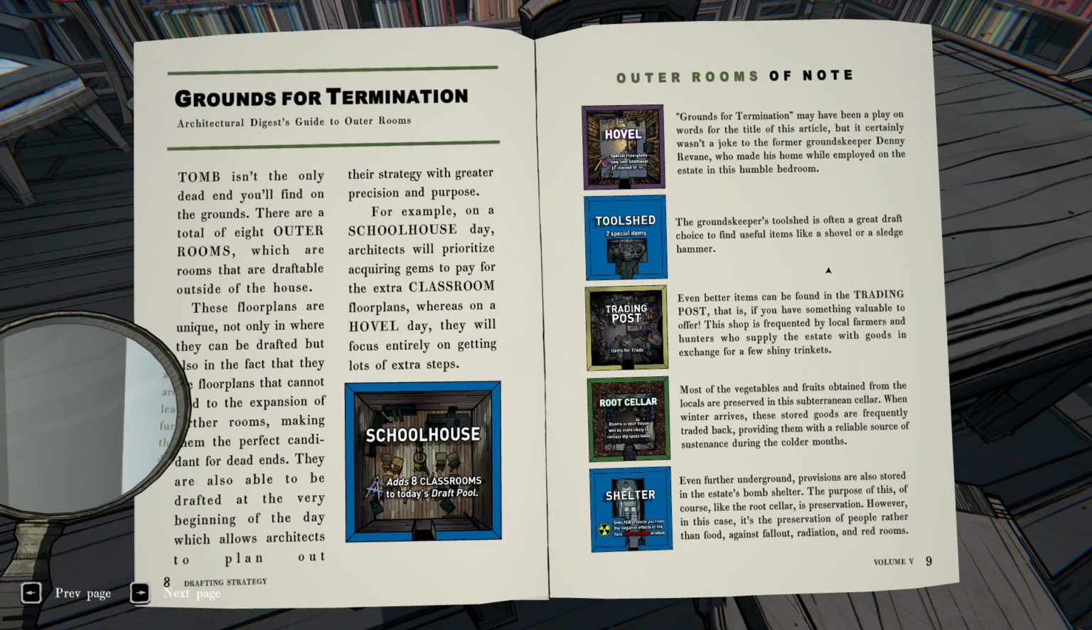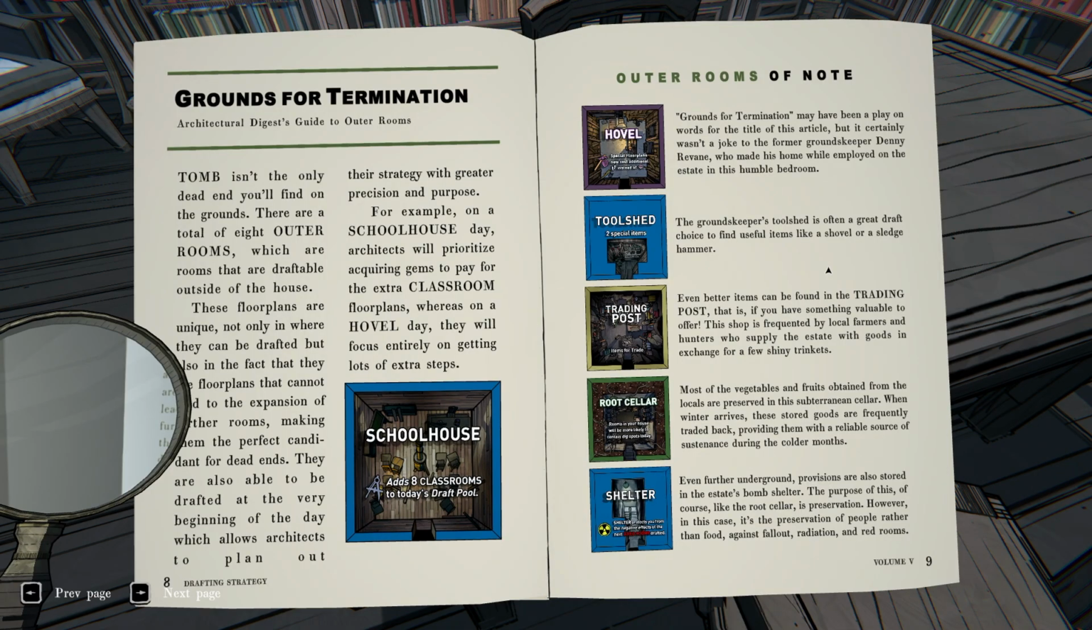Grounds for termination. Tomb isn't the only dead end you'll find on the grounds. There are a total of 8 outer rooms, which are rooms that are draftable outside of the house. These floor plans are unique not only in where they can be drafted, but also in the fact that they are floor plans that cannot lead to the expansion of further rooms, making them the perfect candidate for dead ends.